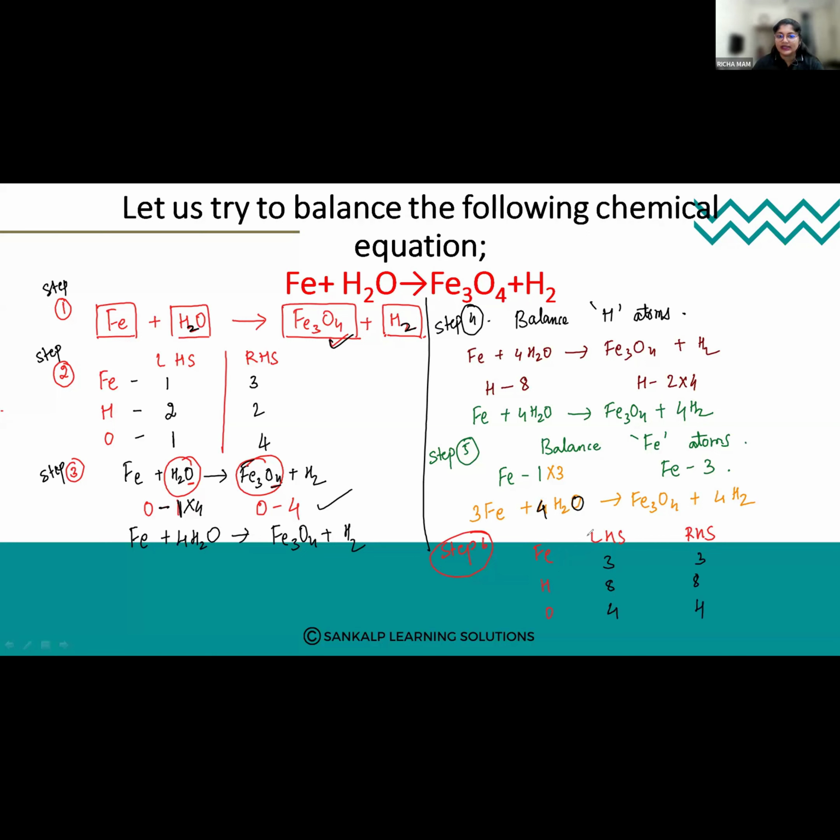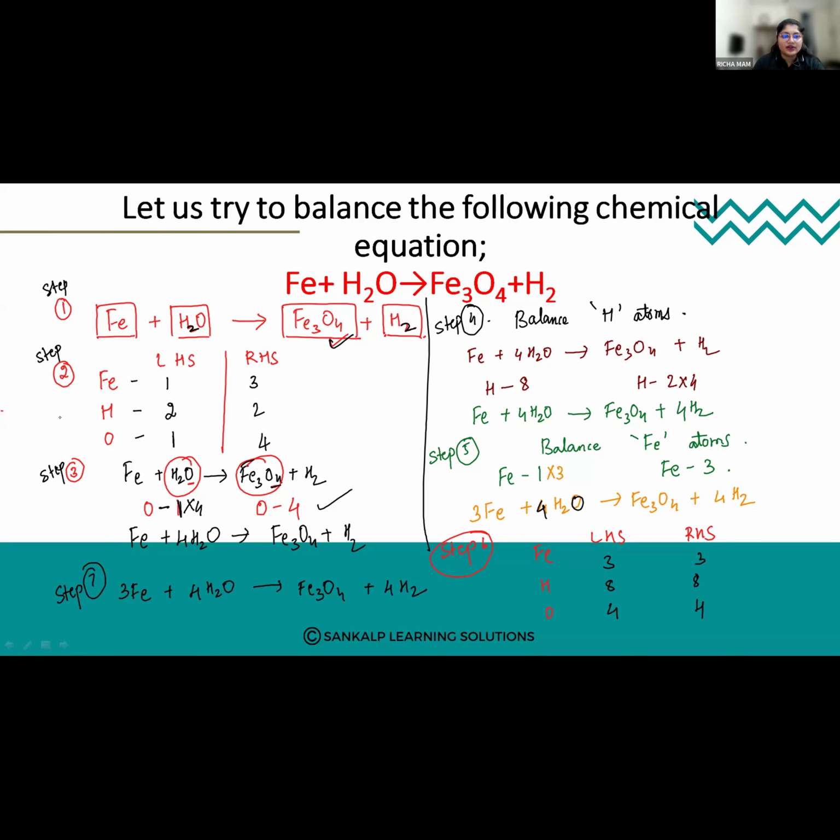So is our equation balanced? Did we complete the chemical reaction? No, there is still a major step. What is the major step? Step number 7: we have to write the chemical state. Very, very important. So let me write the chemical equation, that is 3Fe plus 4H2O giving you Fe3O4 plus 4H2.